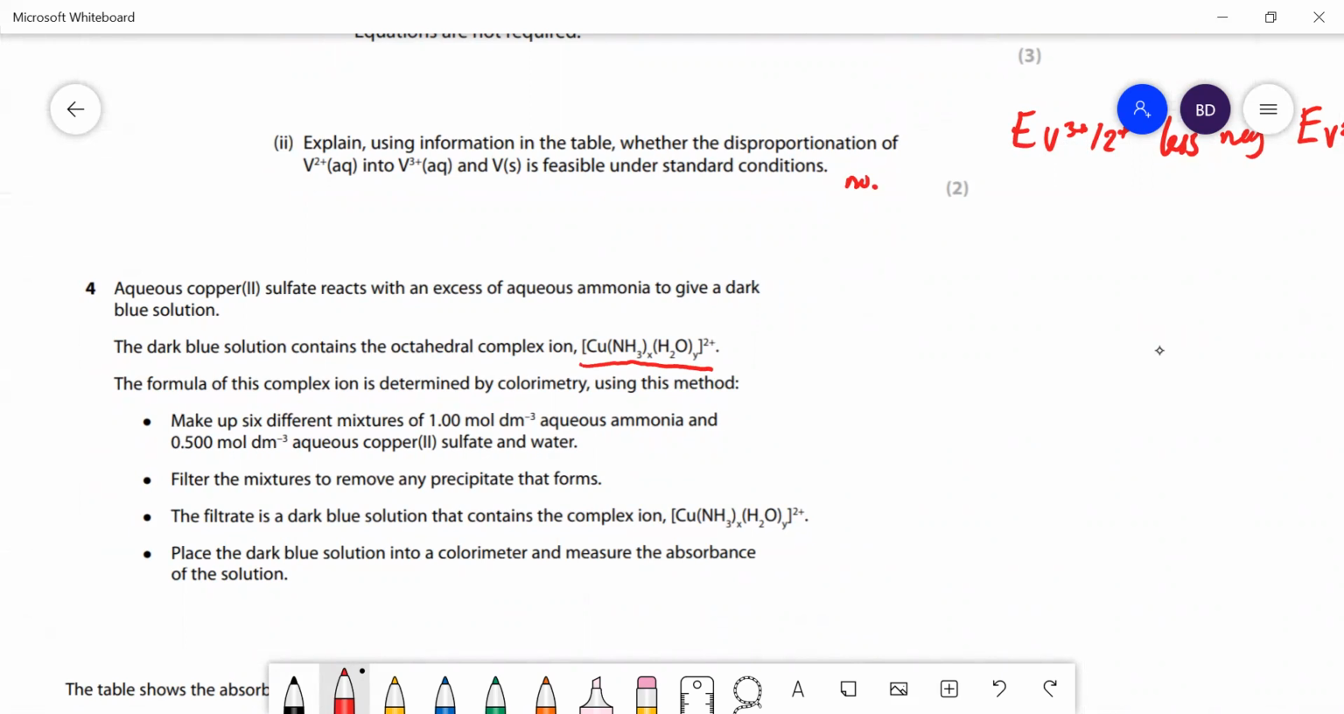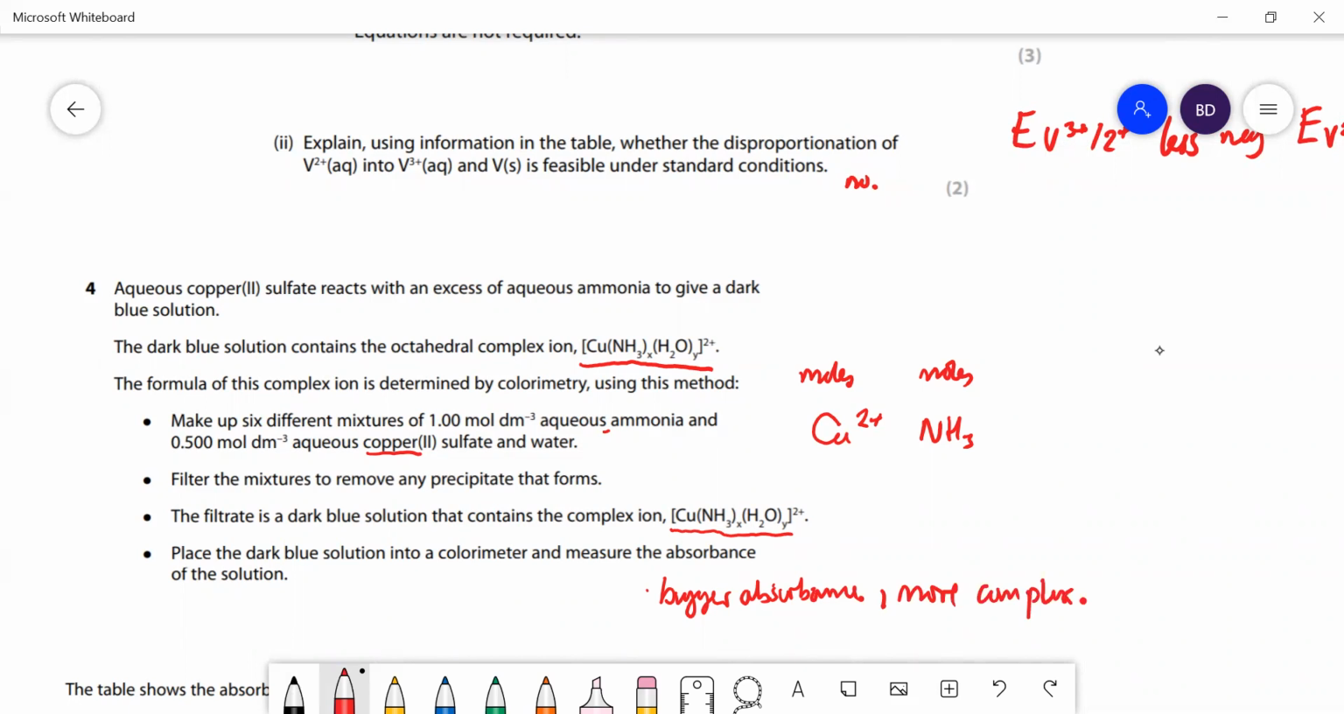So they're going to mix different amounts of ammonia with copper ions, and so they're going to know the moles of ammonia and the moles of copper. Filter the mixture, and any precipitate that forms, ignore that. The filtrate is a dark blue solution. So we're forming this complex ion, and we can put it in the colorimeter to measure the absorbance. So the bigger the absorbance, the darker blue the solution will be, and so the more of the complex we have.